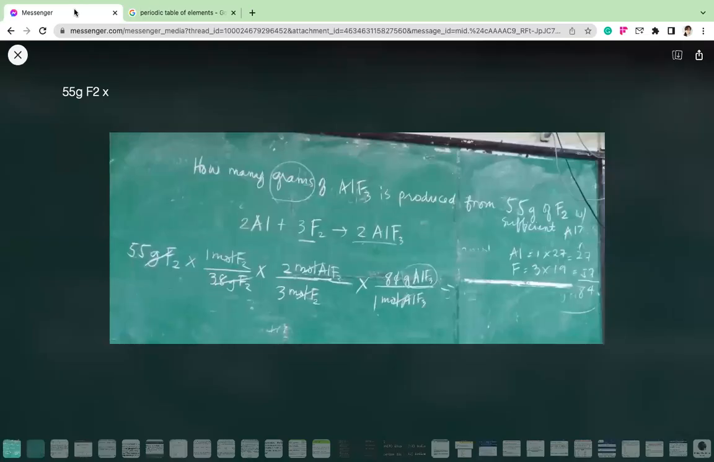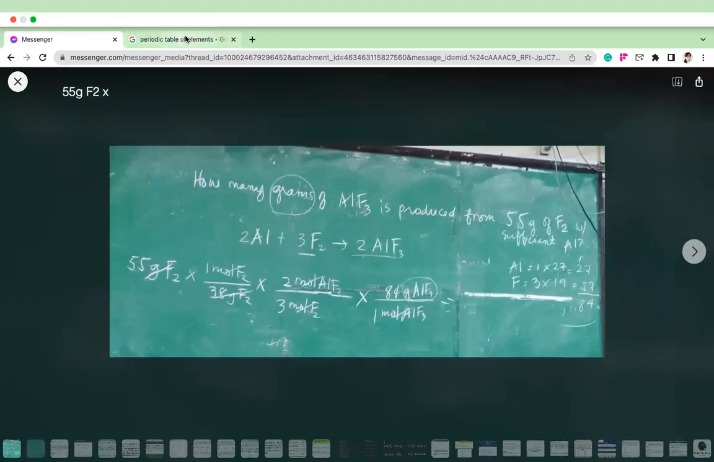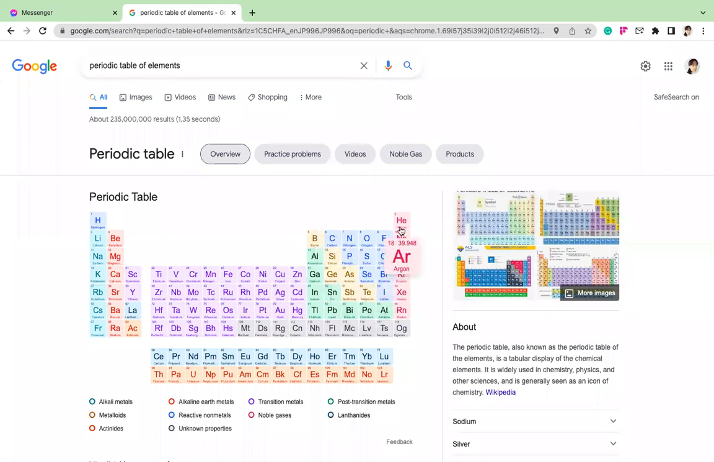Bakit 38 grams lang ang gamit niya? Fluorine, not iron. So, fluorine, the mass of fluorine is... Where's fluorine? 19. Pero, meron kang F2. So, ang molar mass ng fluorine will be 38.